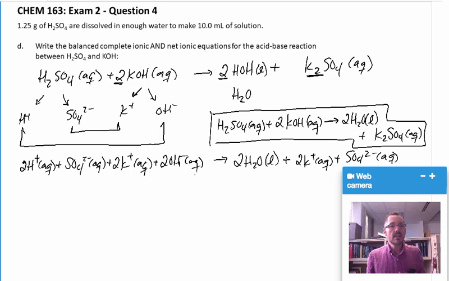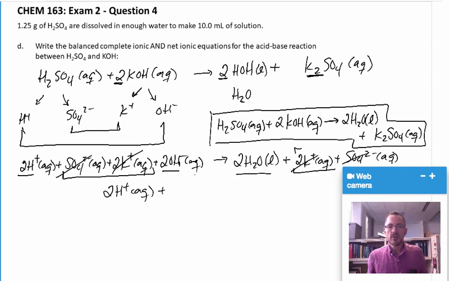And what you're going to see here is that my potassium and my sulfate ions exist as ions on both sides. So those are our spectator ions, and our spectator ions are going to cancel, leaving us with 2 protons and 2 hydroxides yielding 2 waters. So 2 protons that are aqueous plus 2 hydroxides that are aqueous will yield 2 waters.